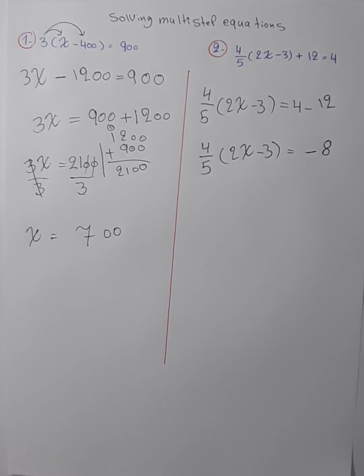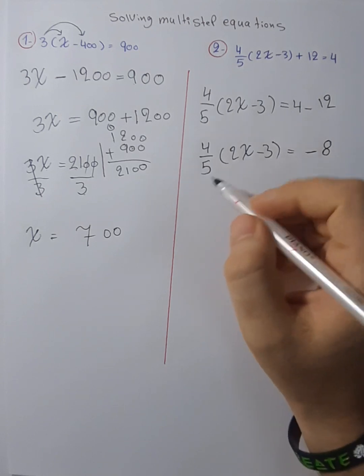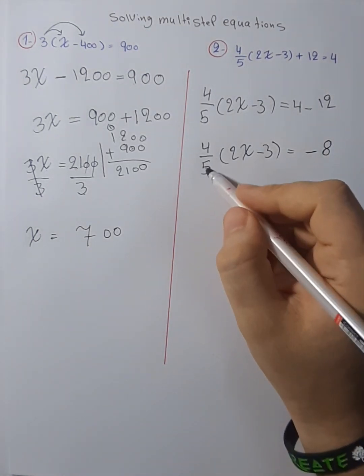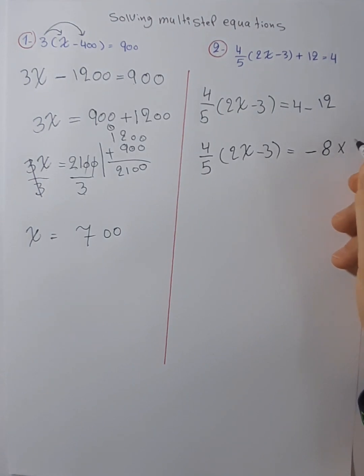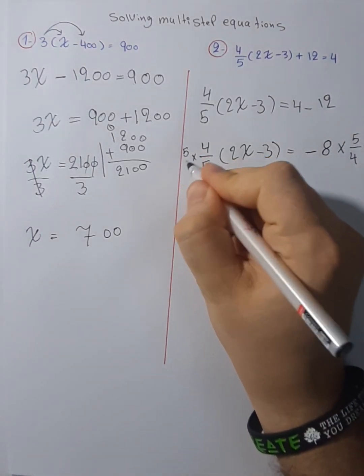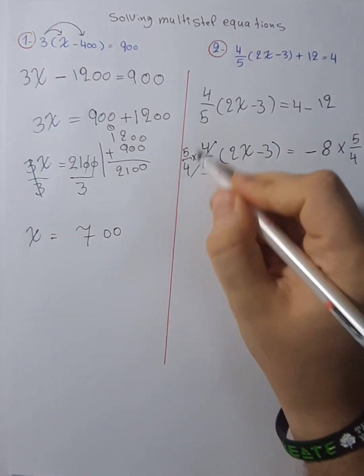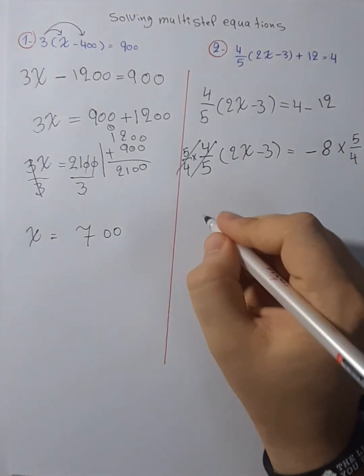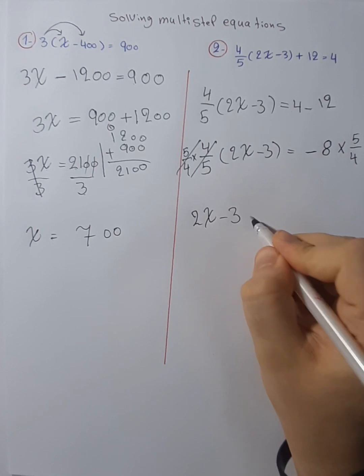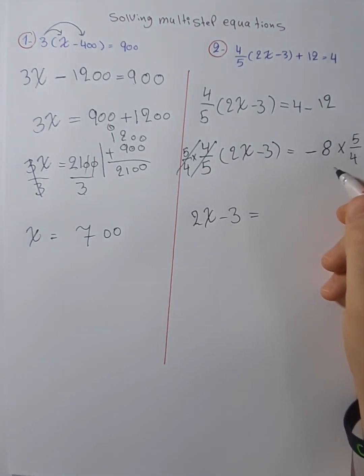After that we can multiply both sides by the reciprocal of 4 out of 5. The reciprocal of 4 out of 5 is 5 out of 4. So you have to multiply both sides by 5 out of 4. These two fractions are reduced. 2x minus 3 stays. 2x minus 3 equal to, and then we have to multiply this whole number and fraction.